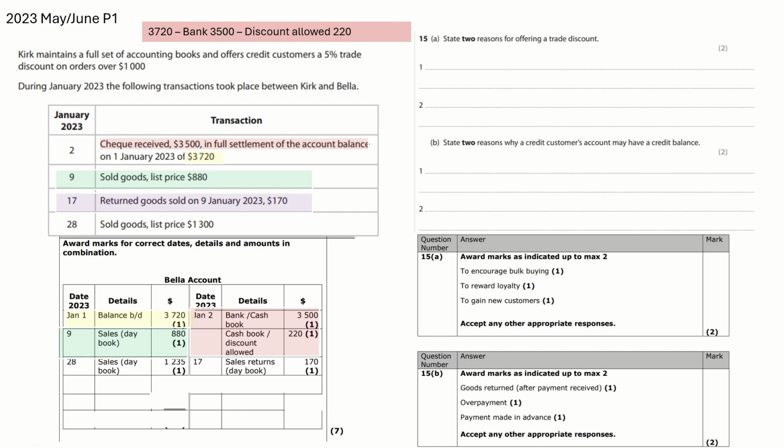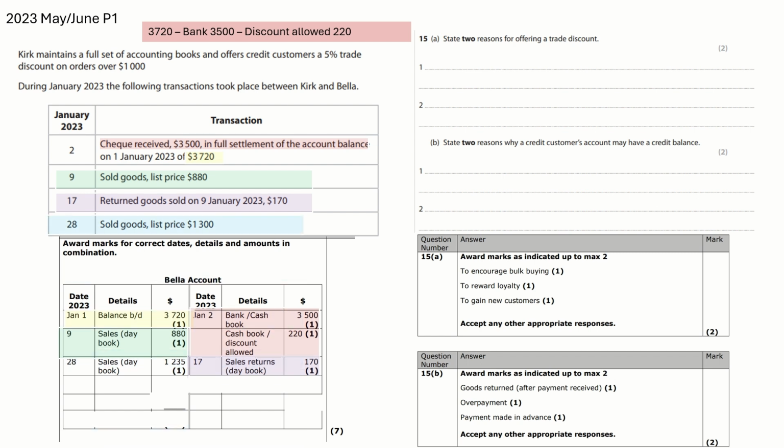Returned goods sold on 9th Jan 2023, 170. So out of the amount 880, 170 worth of goods are returned back. Therefore, what do you do here? So you enter it on the credit side of Bella's account, sales returns amount 170.